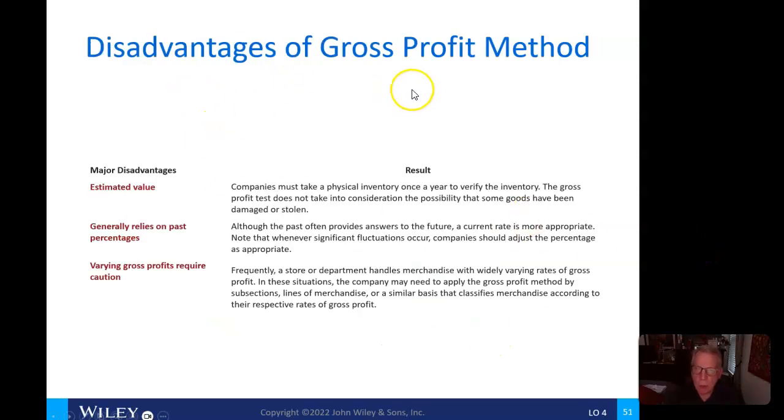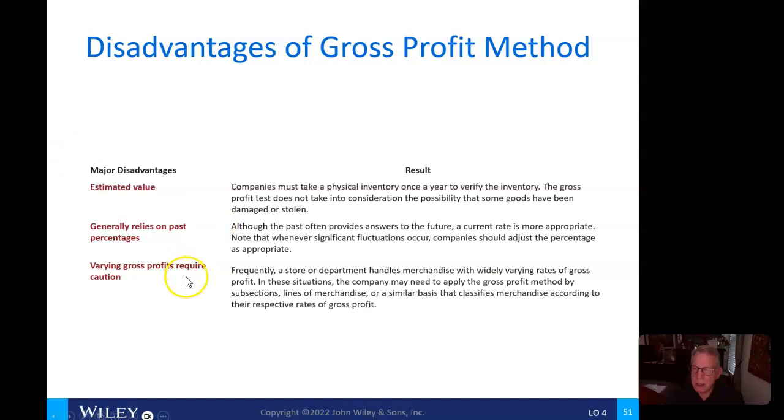the disadvantage of the gross profit method then is that it's an estimated value. That's the big disadvantage. They must take a physical inventory once a year to verify the inventory. The gross profit test does not take into consideration the possibility that some goods have been damaged or stolen. Additionally, it relies on past percentages, and although the past can provide answers to the future, a current rate is more appropriate. Note that whenever significant fluctuations occur, companies should adjust the percentage as appropriate.